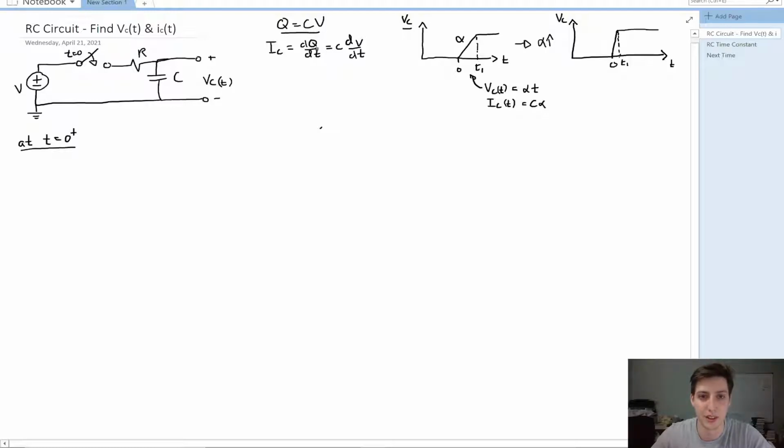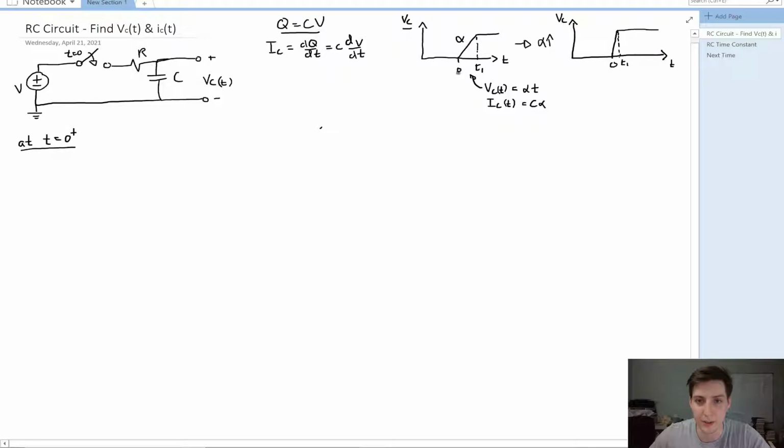So we know that the charge on the plates of the capacitor is equal to the capacitance times the voltage applied, and the current or displacement current for the capacitor is equal to the time derivative of that charge, which is equal to the capacitance times the time derivative of the voltage applied. So we say that the voltage over the capacitor does not change instantaneously, and here's the reason for that.